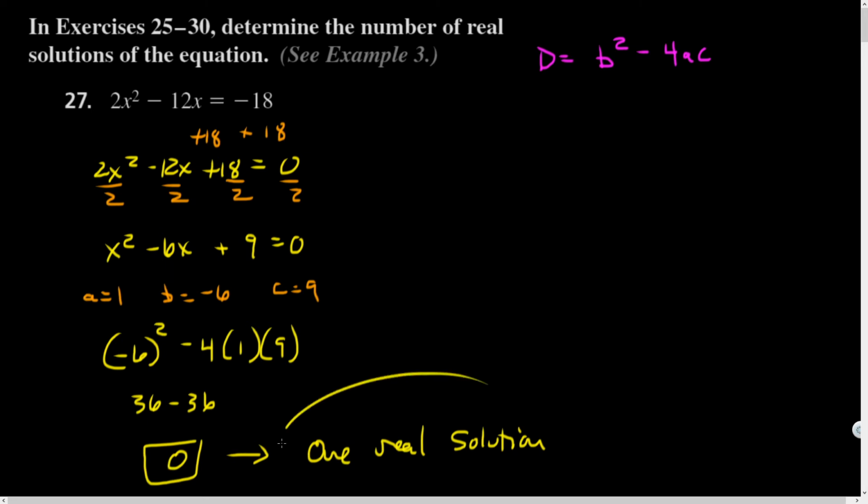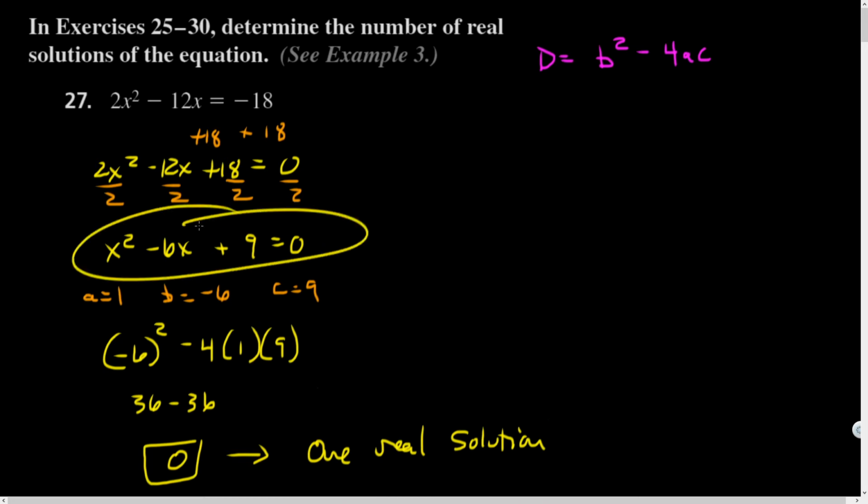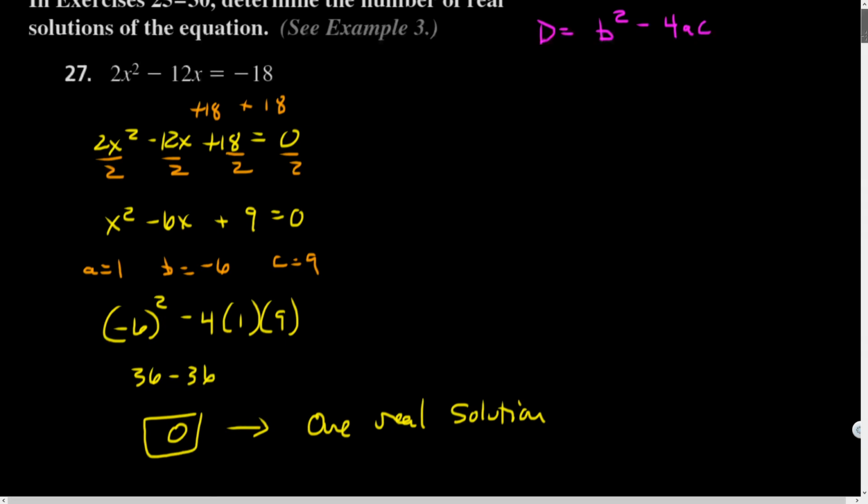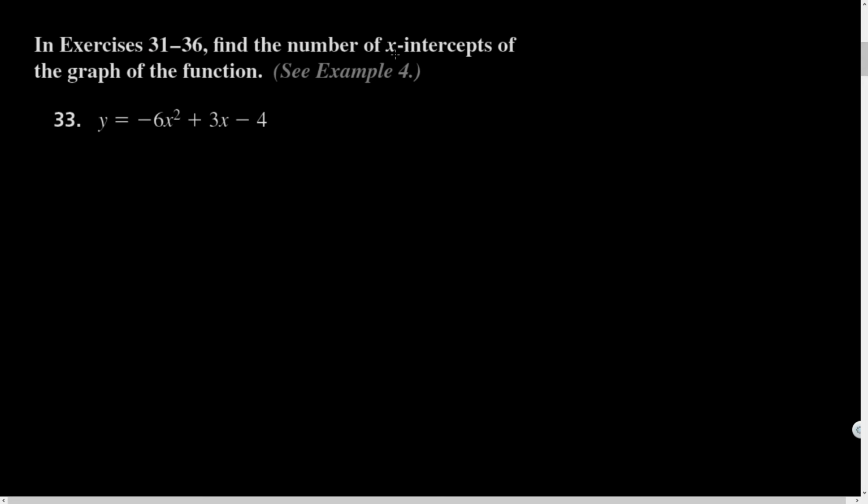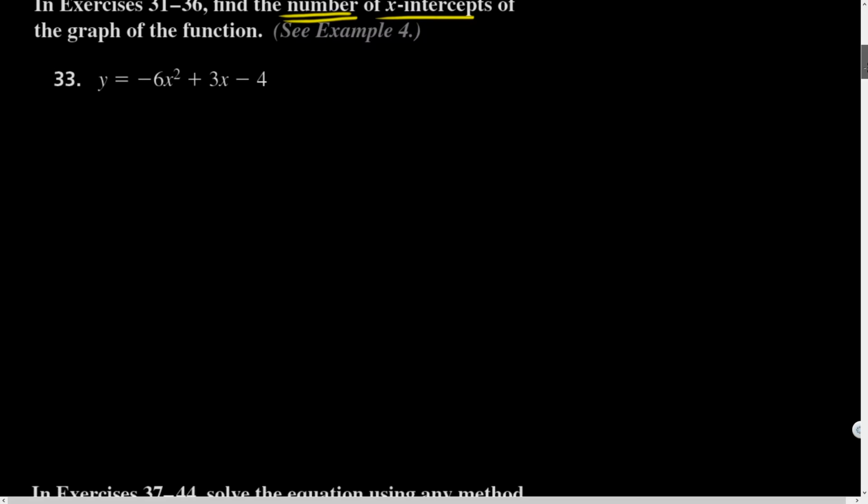By the way, the reason I suspected that there was only one at this point is because that was a perfect square trinomial: a squared minus 2ab plus b squared. The suspicion. Okay, find the number of x-intercepts. Notice number of. You're not finding the actual x.